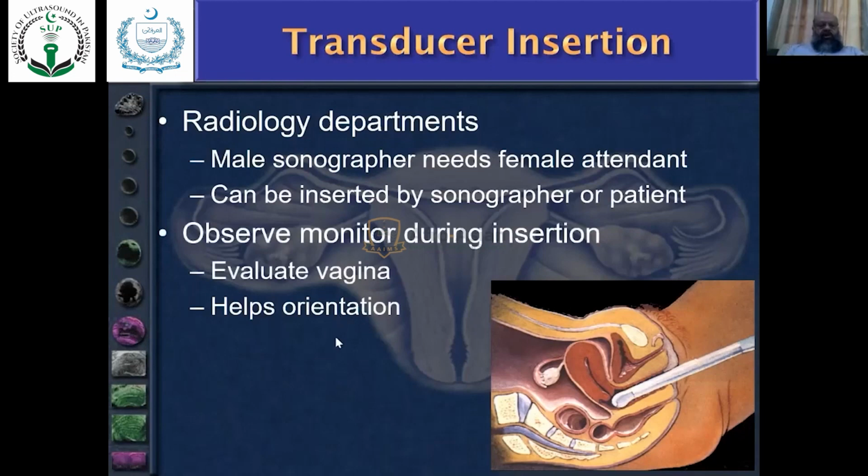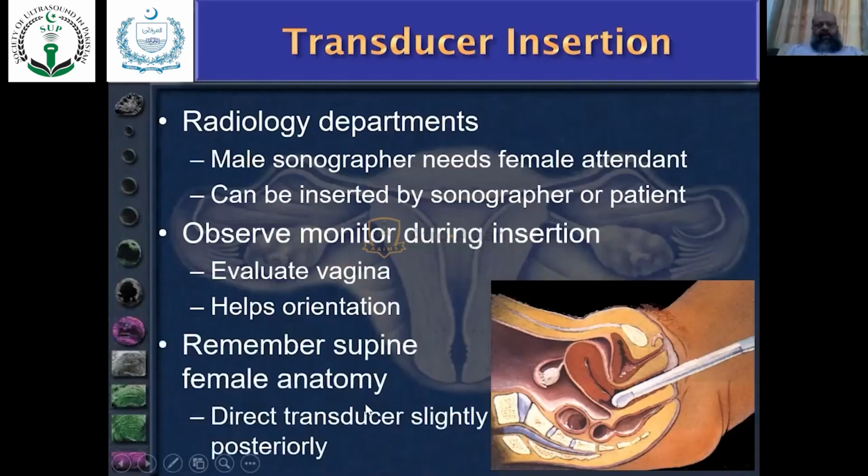Observe and monitor during insertion. Evaluate the vagina first, because you are entering your transducer into the vagina. This will help you for orientation. The head of the transducer, the part which you are entering, houses the crystals. So if your transducer head is upward in this direction, you can easily evaluate the vagina, and then you will have better orientation of the structures.